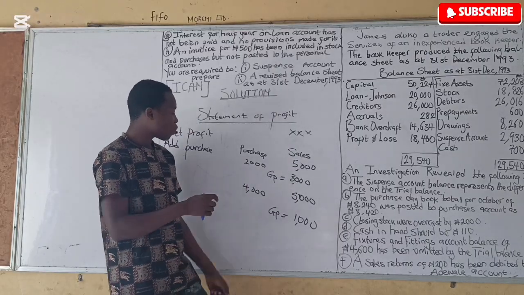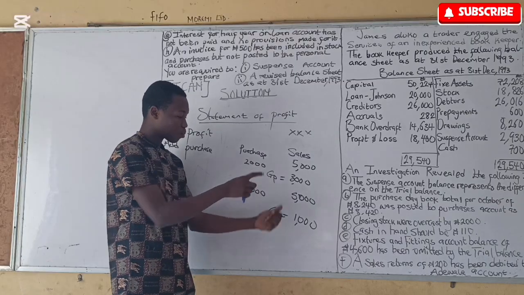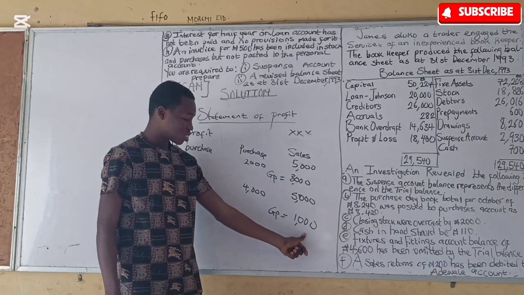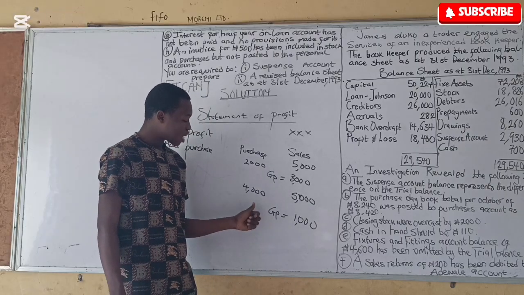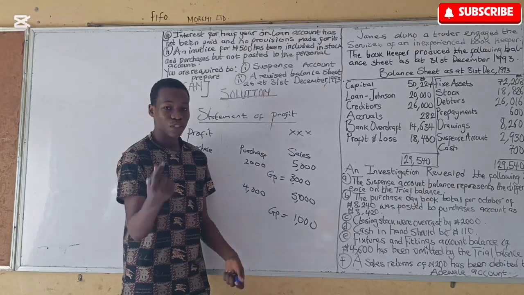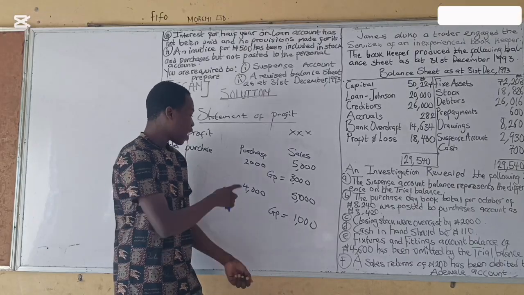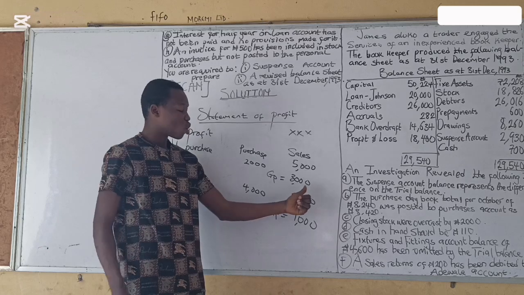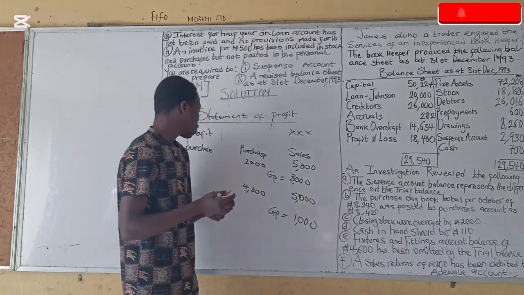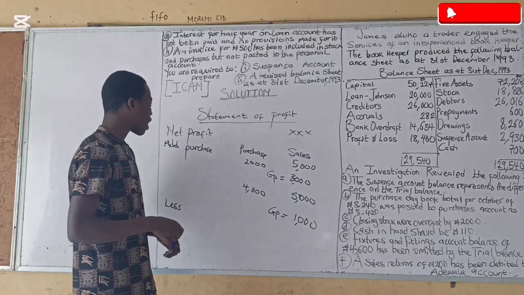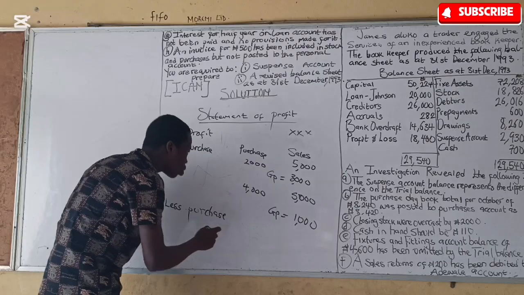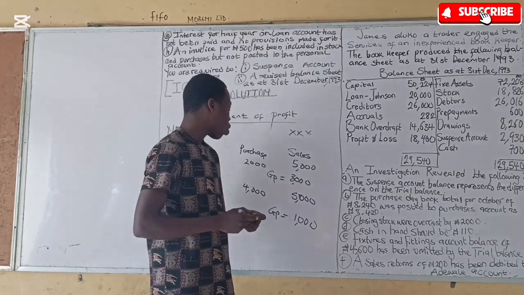The effect here is that when the purchase is undercast, your gross profit is 3,000, and when it is overcast, your gross profit is 1,000. This simply means an overcast purchase will reduce your gross profit, and if your gross profit reduces, your net profit will also reduce. An undercast purchase will increase your gross profit, and if your gross profit increases, your net profit will also increase. So the purchase can go two ways: you can subtract and you can add, depending on whether it is overcast or undercast.